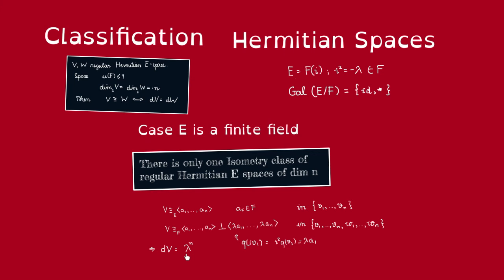And thus we see that all the Hermitian spaces of dimension n have the same discriminant, it's just lambda to the n, and so they must all be isometric.